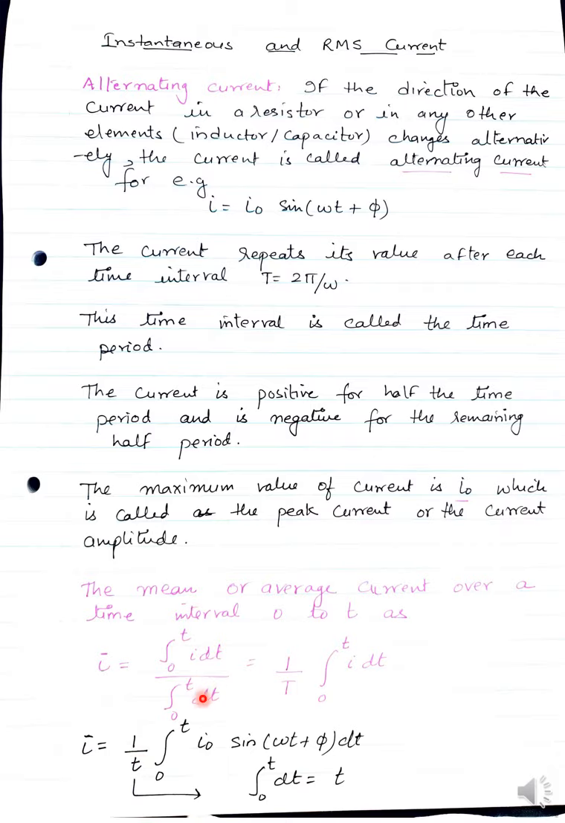So the integral of dt, if we are taking it at any time instant small t, the answer of this will be T only. So this is the answer of this part. That's why I mentioned it separately like this. And we are taking this I as equal to I naught sine omega t plus phi.